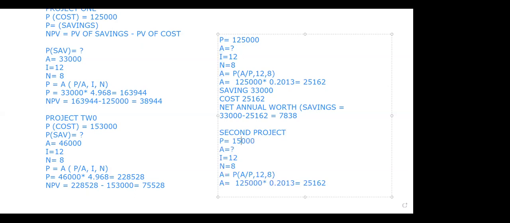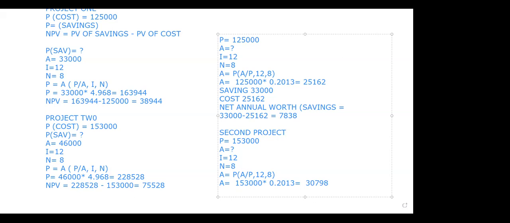So here is now 153. And I'm going to find the A of this. So here is now, so that will give us 30,798. But that is the annual worth of the cost.